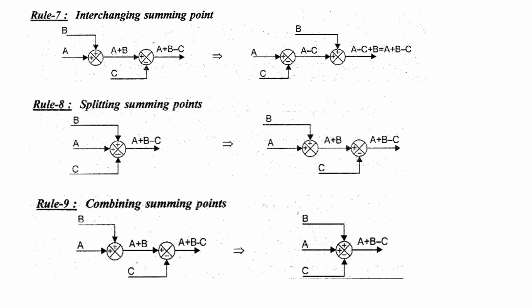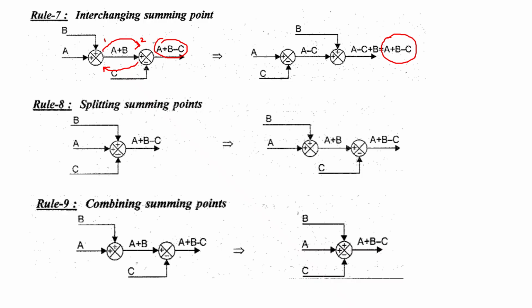Rule number 7, interchanging the summing points. We can combine these two summing points 1 and 2, or we can interchange them, so that 2 comes here and 1 is available here. The transformed form does not alter the output of the equivalent block.